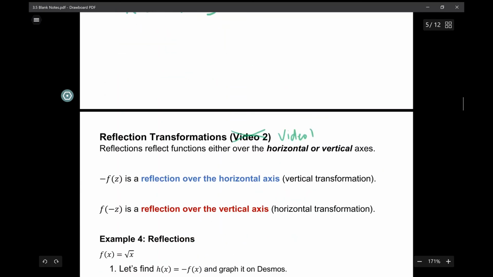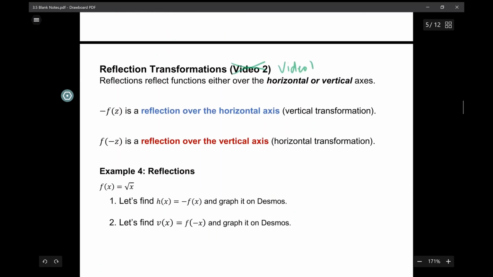Let's talk about reflections. There's 2 ways to reflect functions. Minus f of z is a reflection over the horizontal axis. So you compute f of z, that's your output, and then you take the opposite. So if it was at positive 3, now it's going to be at negative 3. F of minus z, so inside, is a reflection across the vertical axis. So if we put in 2 as z, we're going to first take the negative of that, put it over to negative 2, and that's why everything's being shifted horizontally across the vertical axis.